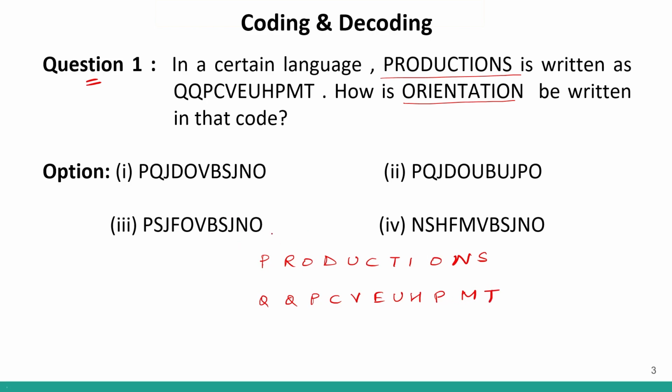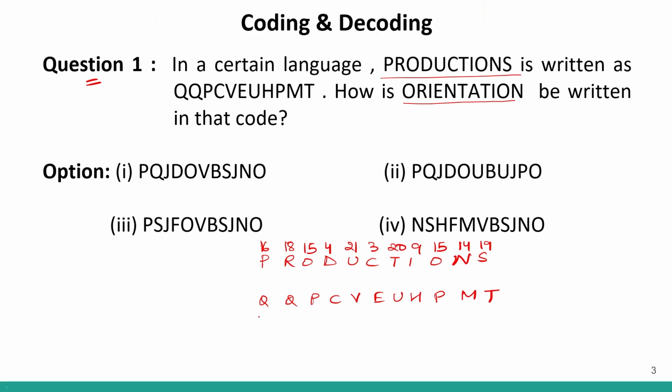Now I will give them forward ranks. So P is 16, R is how much? 18, O is 15, D is 4, U is 21, C is 3, T is 20, I is 9, O is 15, N is 14, S is 19. With time, as many questions as you solve on coding and decoding, you will remember the forward ranks by heart. Initially, you can write them on a piece of paper and refer to them. With time, you will remember them.